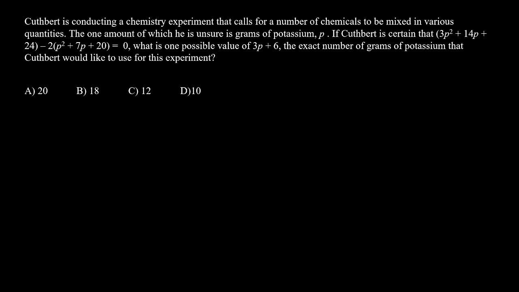Cuthbert is conducting a chemistry experiment that calls for a number of chemicals to be mixed in various quantities. The one amount of which he is unsure is grams of potassium, P. If Cuthbert is certain that 3p squared plus 14p plus 24 minus 2 times (p squared plus 7p plus 20) equals 0, what is one possible value of 3p plus 6, the exact number of grams of potassium that Cuthbert would like to use for this experiment?